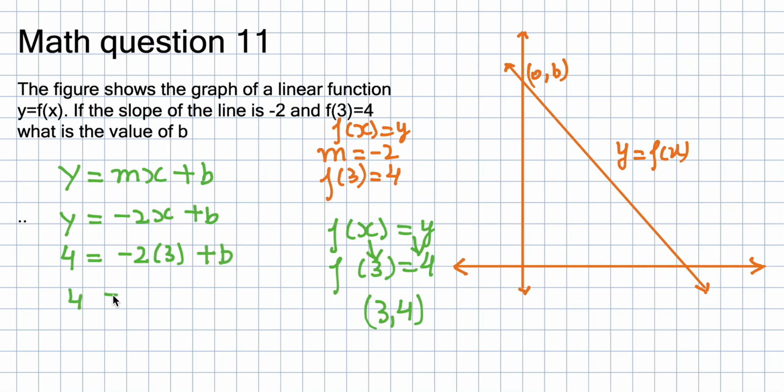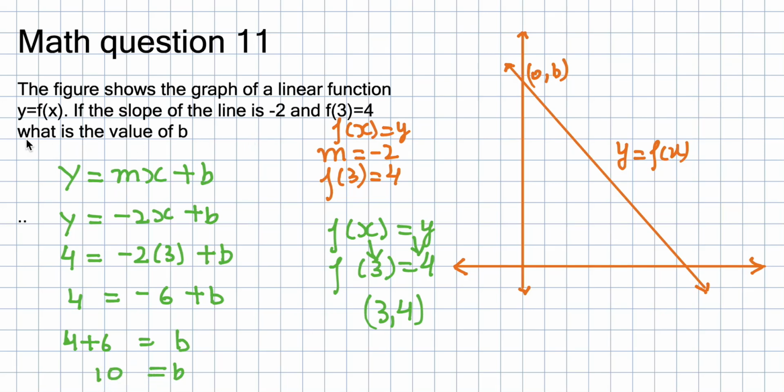So 4 is equal to -6 plus b. Now we need to find the value of b. By adding 6 on both sides, this 6 will be cancelled, and 10 is equal to b. So b is equal to 10.